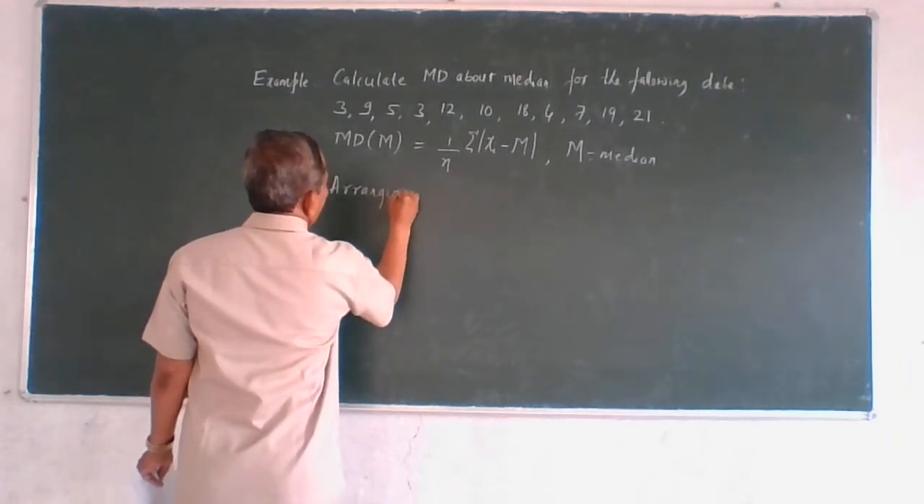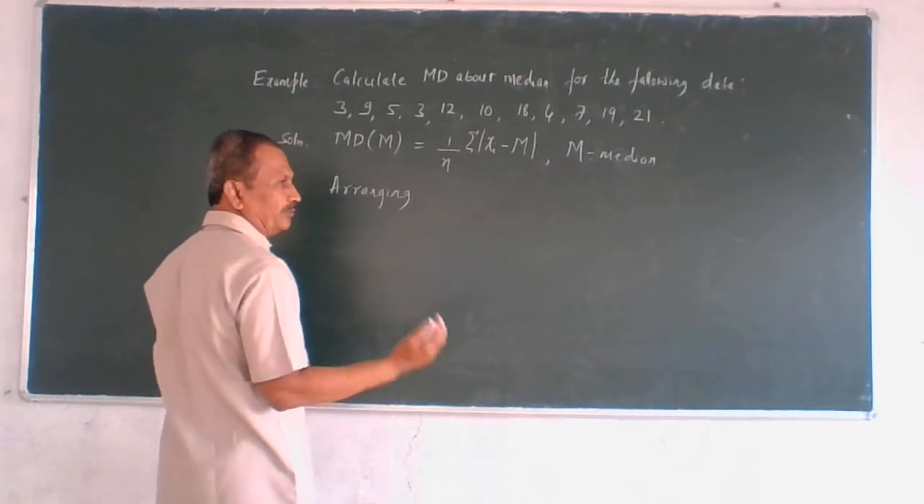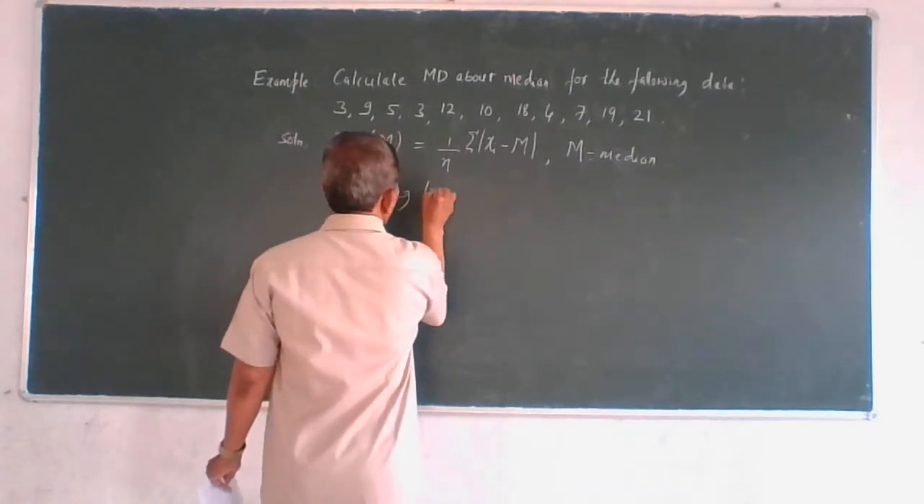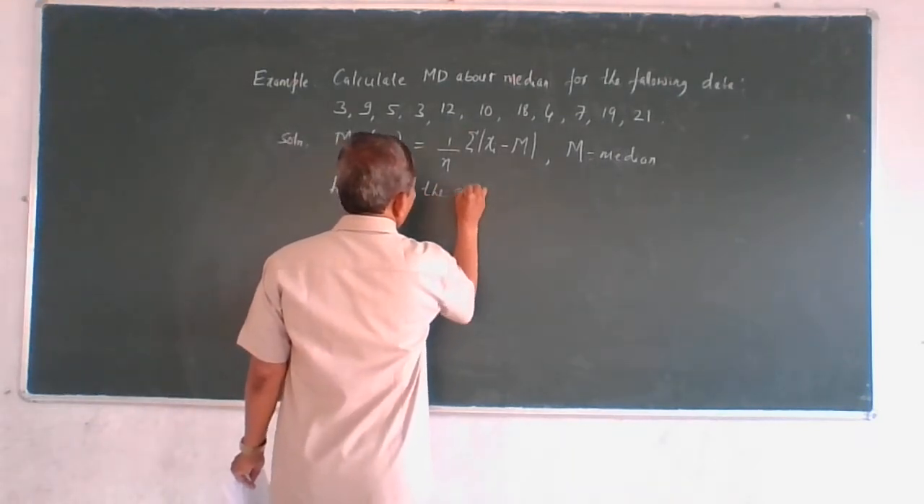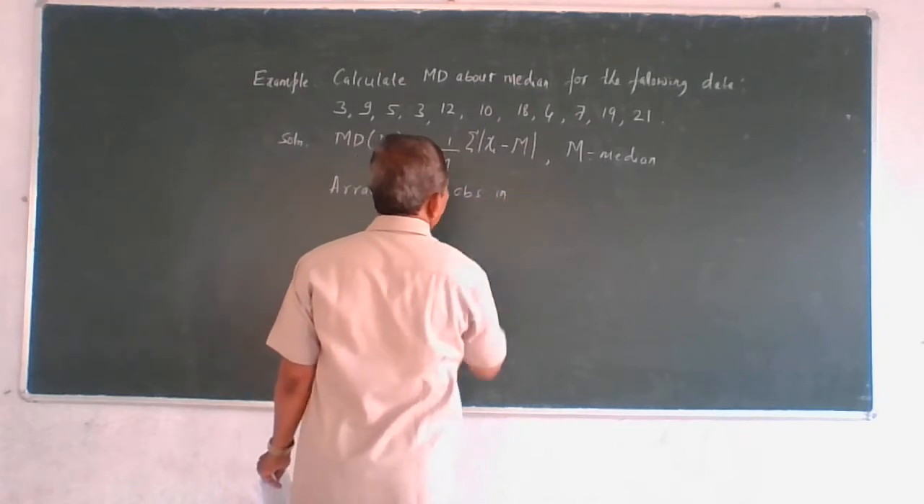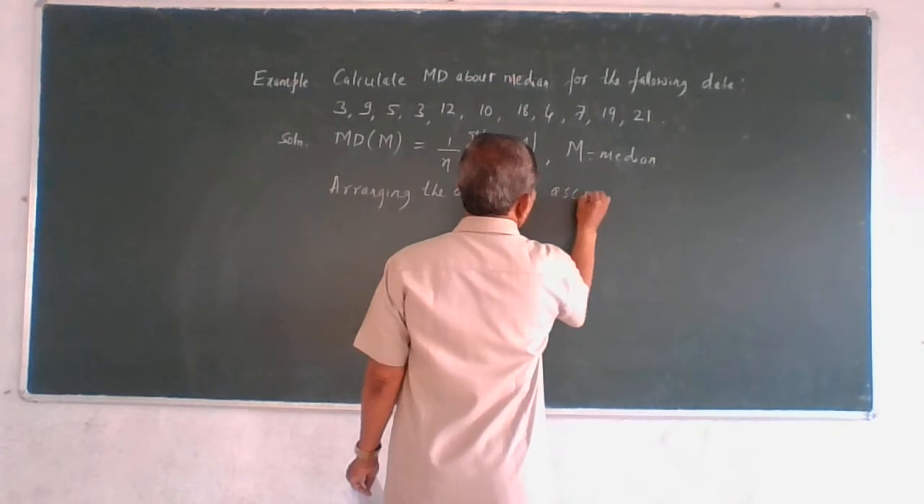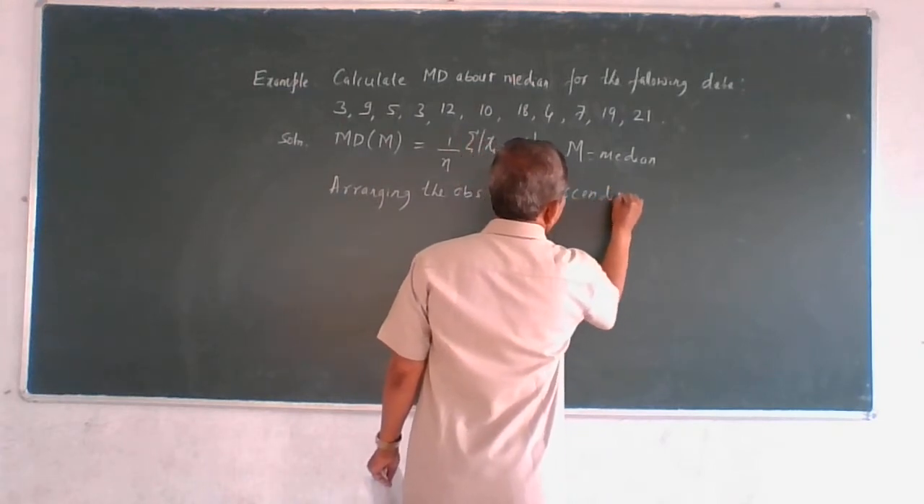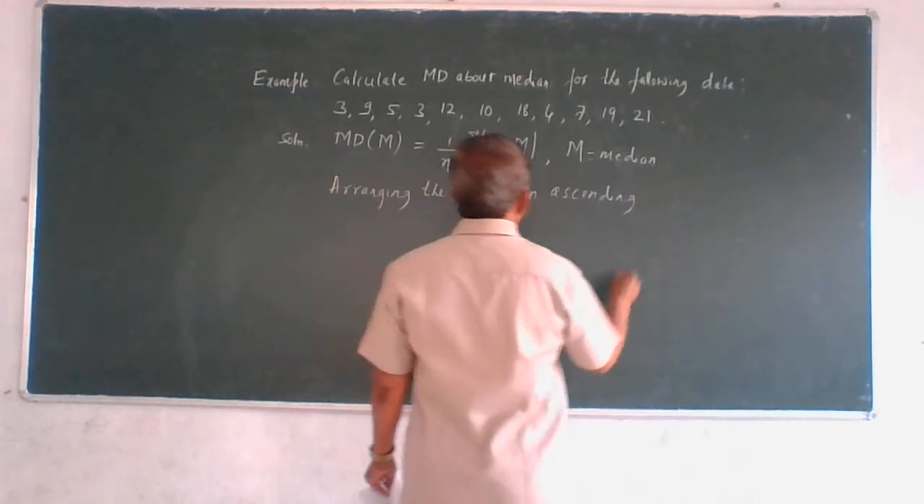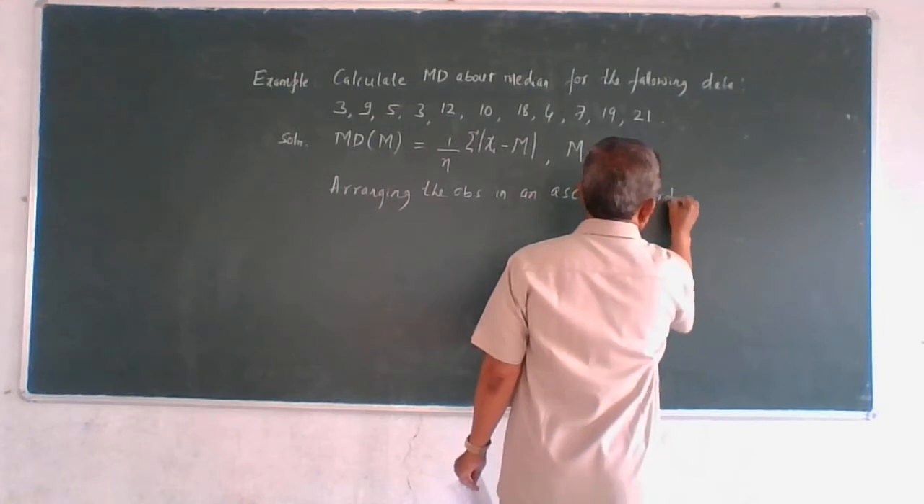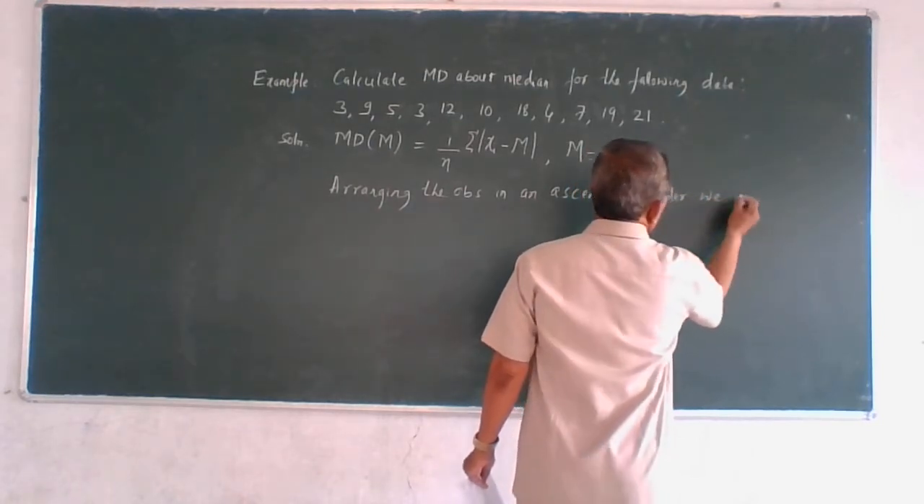Arranging: we have to arrange the observations to calculate the median. Arranging the observations in an ascending order, or increasing order. Ascending means increasing order.